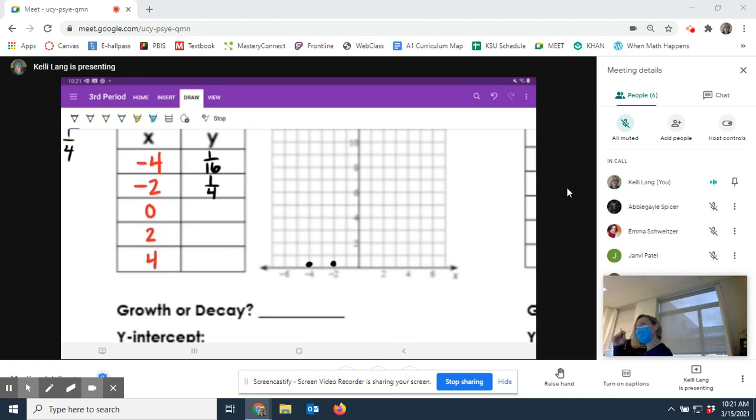So our next point should be maybe a little bit higher than our last point, but it's going to be kind of hard to tell because they're so close together. All right, let's move on to our next value.